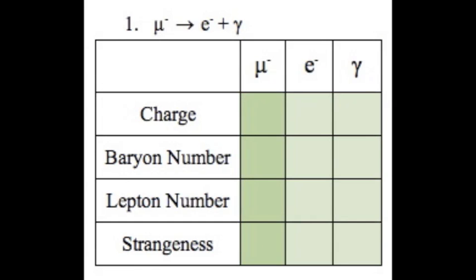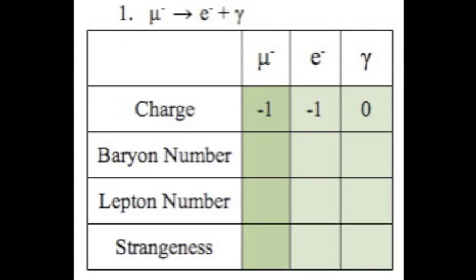So first, let's look at example problem number 1. So first, let's look at the charge. On the reactants, mu minus has a charge of -1. Then, what's created? We have an electron, which has a charge of -1, and then we have gamma, which has a charge of 0. Since there's a -1 on the left-hand side and a -1 on the right-hand side, the charge is conserved.